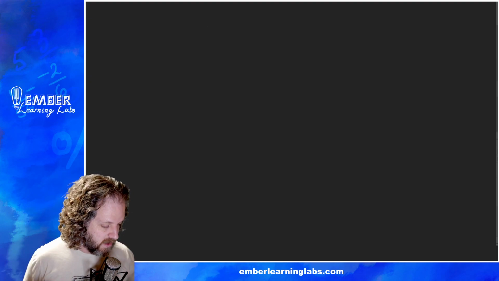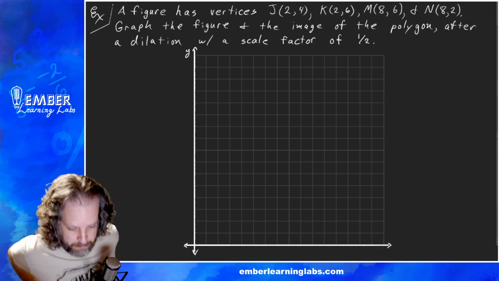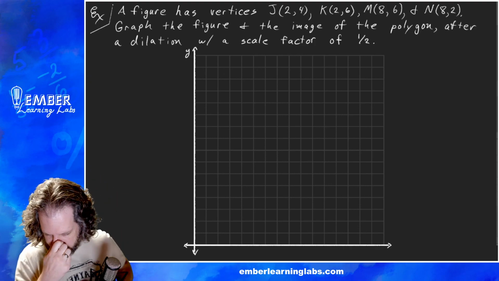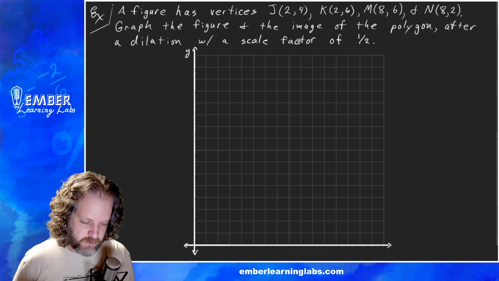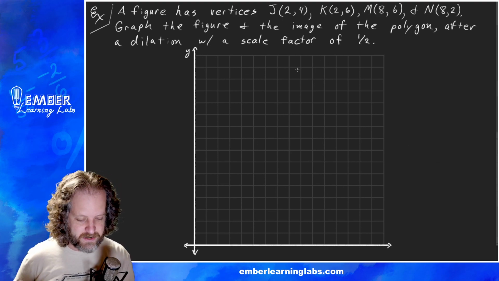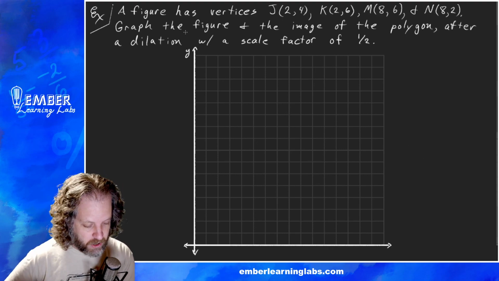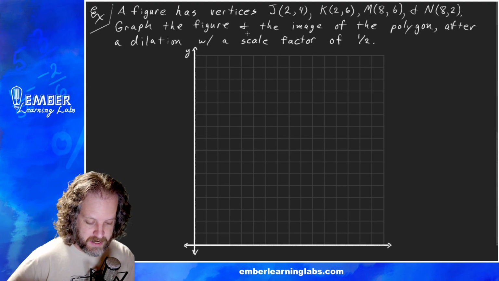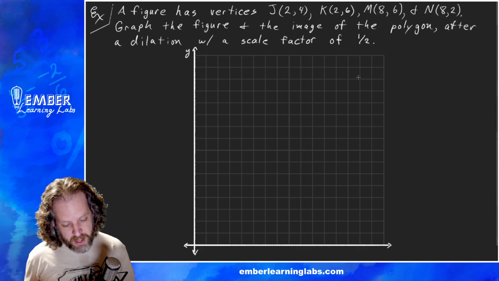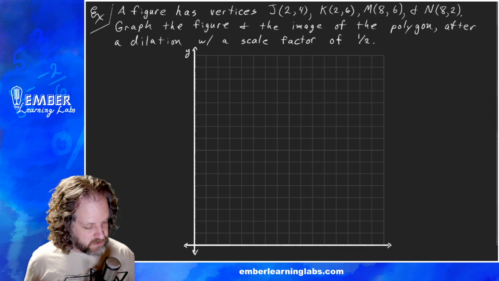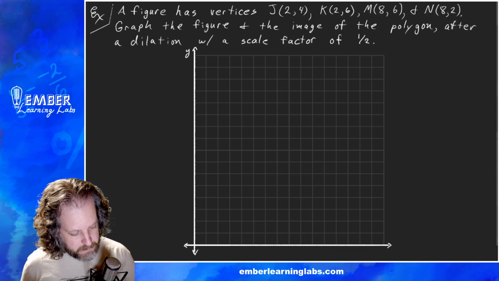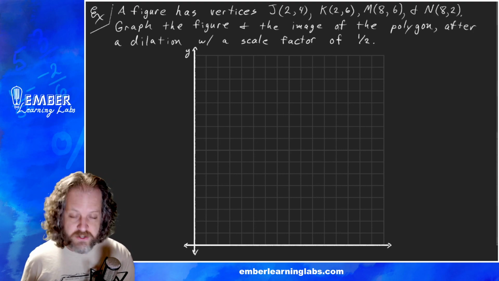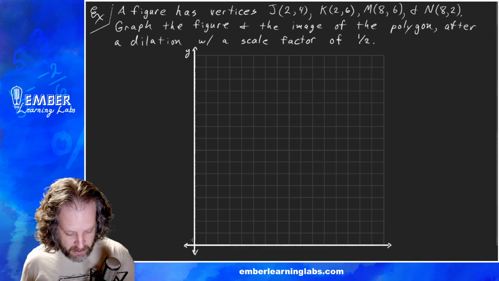Let's head to that. So our first example is a figure has vertices. I'll read them all as we actually do the graphing. Graph the figure and image, that's that word I was talking about, of the polygon after a dilation with a scale factor of 1/2. So I'm going to start on this graph by graphing the original figure.